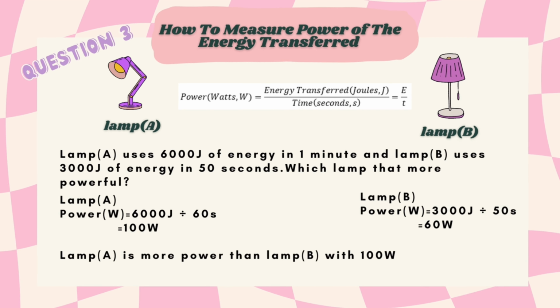For the last question, how to measure power after energy transfer? Lamp A used 6,000 joules of energy in 1 minute and lamp B used 3,000 joules of energy in 50 seconds. Which lamp is more powerful? First, we need to find the power of lamp A. 6,000 joules divided by 60 seconds and we get 100 watts. Then calculate the power of lamp B. 3,000 joules divided by 50 seconds and we get 60 watts. So we can conclude that lamp A is more powerful than lamp B, with 100 watts.